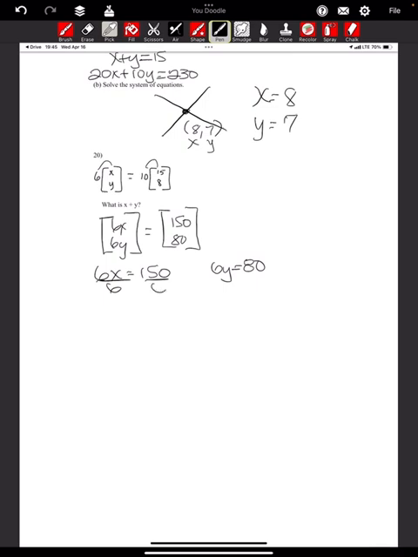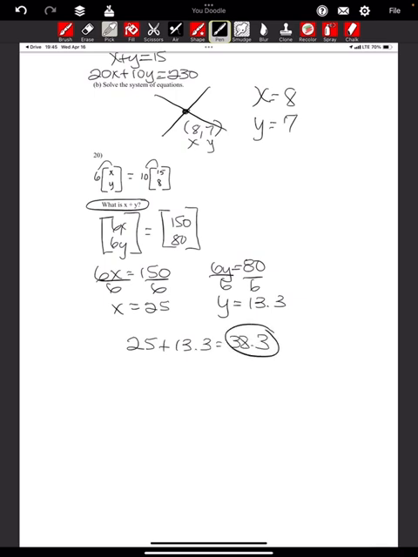We're going to divide both sides by 6 on the first one and get x equals 25. We're going to divide both sides by 6 over here and get y equals, now unfortunately this gives us a decimal, but we can still make it work, 13.3. Remember what the problem says. It says find what is x plus y. So now we're going to say 25 plus 13.3 and get 38.3. And that's our final answer.